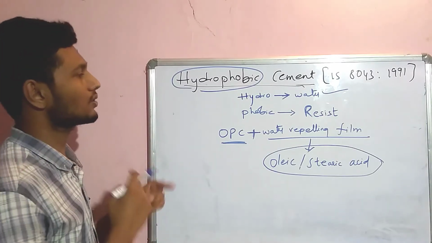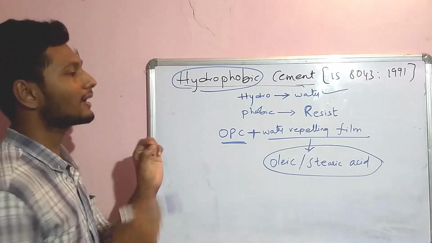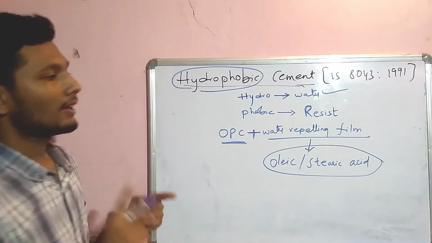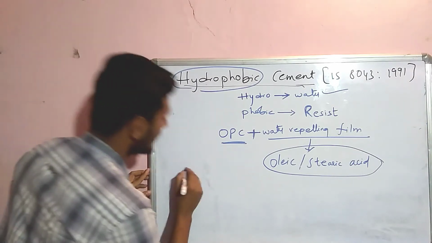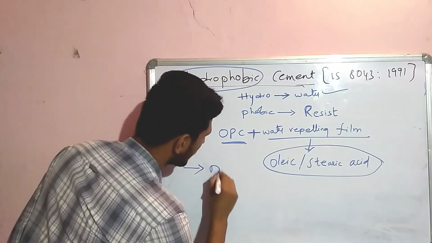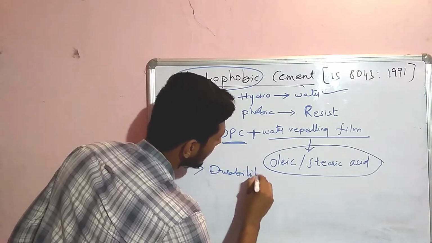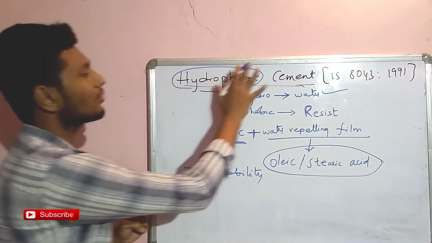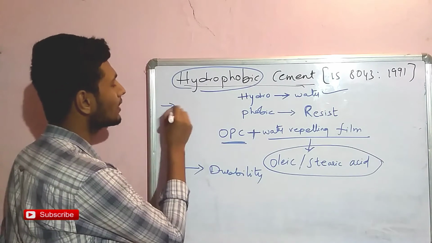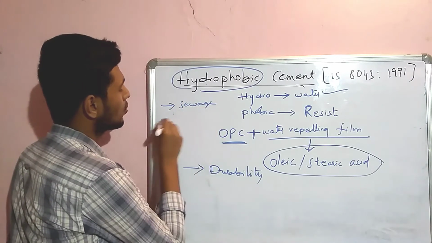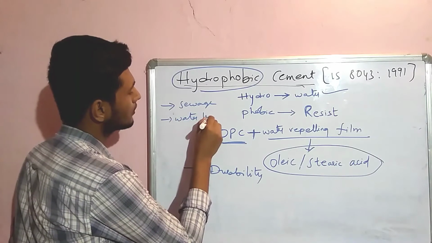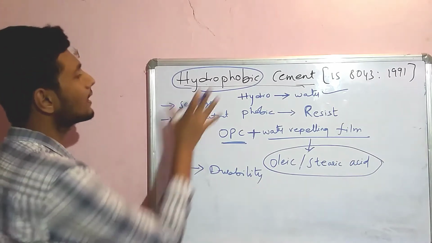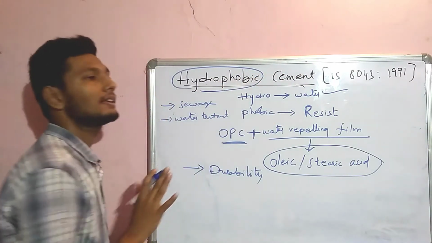In the manufacturing process of the cement, each particle is coated with this oleic acid and stearic acid, and it offers resistance to water, increases the durability of the concrete, and it does not absorb water. Generally, hydrophobic cement is used in places like sewage plants, water treatment plants, and places where rainfall is high. This type of hydrophobic cement is suggested.